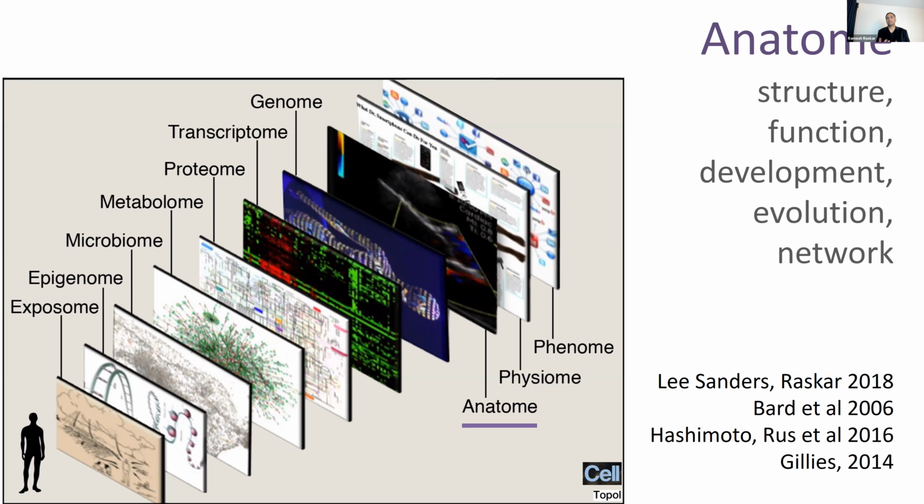So let's take a step back and think about different types of omics. There's exposome, there's epigenome, there's microbiome, there's metabolome, there's proteome, there's transcriptome and genome. You know most of this, but there's a new one, anatome, which is about the anatomy. It's about the structure, the function, the development, the evolution, and network of different bodily parts.